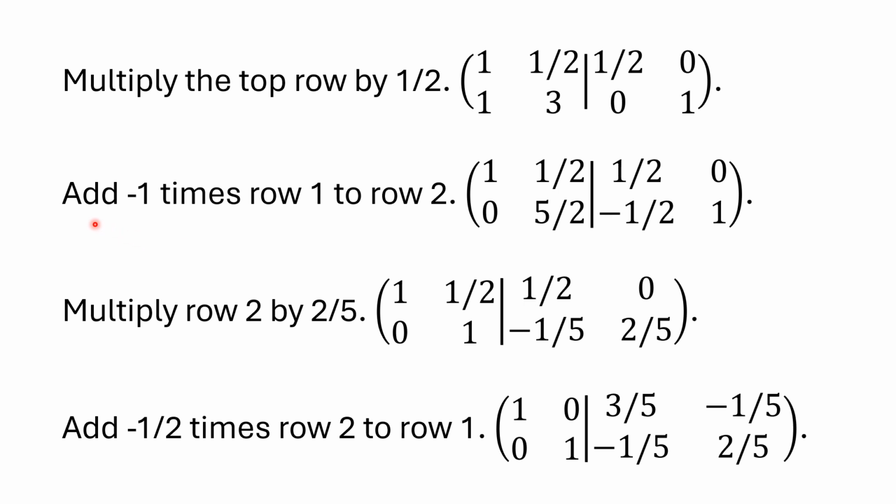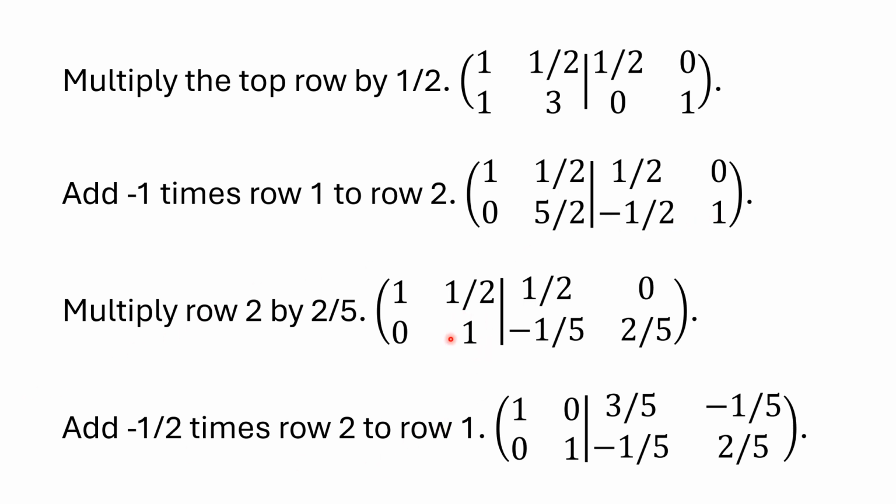So next, we're going to add -1 times row 1 to row 2 to get the 0 here. So -1 plus 1 is 0. -1/2 plus 3 is 5/2. -1/2 plus 0 is -1/2. And 0 plus 1 is still 1.